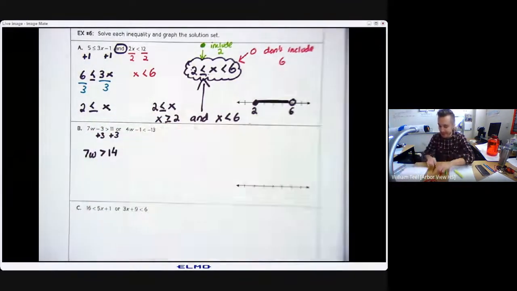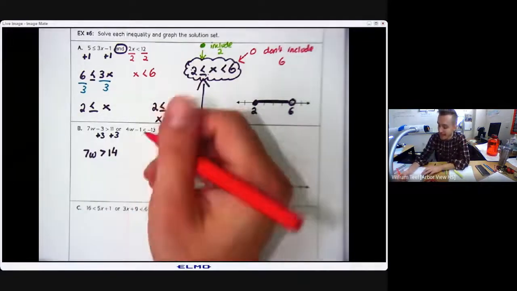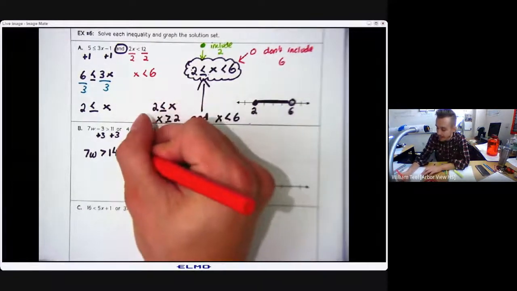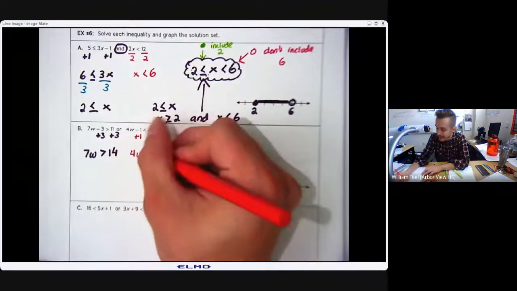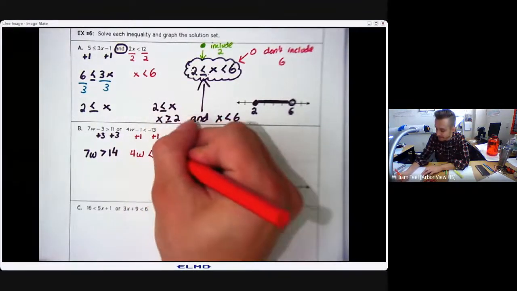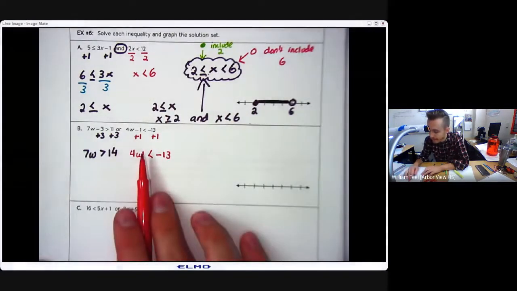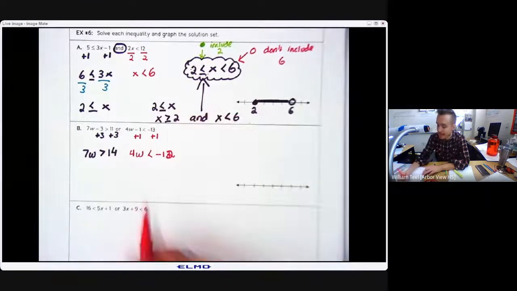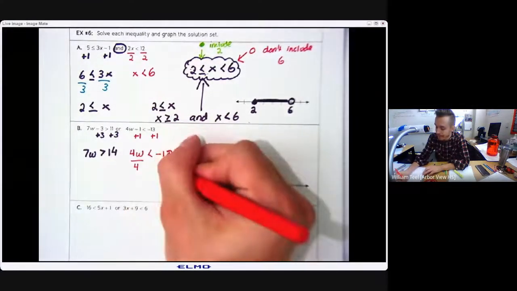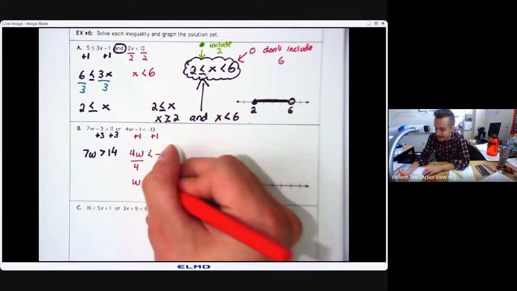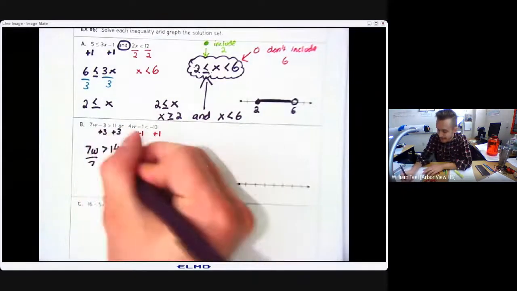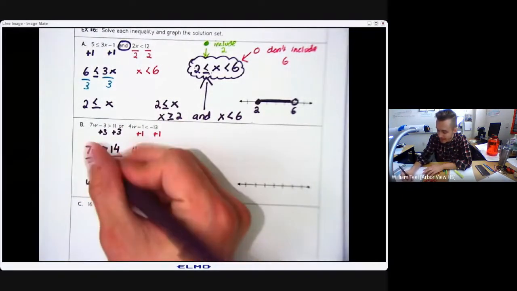Then on this side, I'm going to do this in a different color. 4w minus 1 is less than negative 13. I'm going to add 1 to both sides. I have 4w is less than negative 13 plus 1. Sorry, I'm adding 1, so that's going to be negative 12. My bad. Then I'm going to divide both sides by 4. W is less than negative 3. Now, since I have an or, I didn't even finish this one. Divide by 7. W is greater than 2.